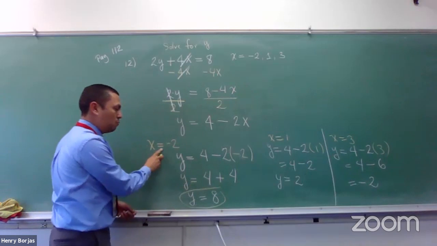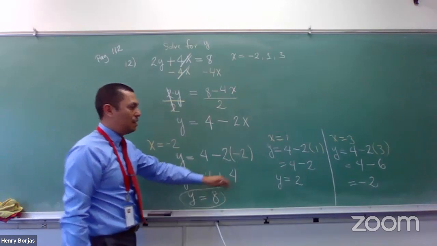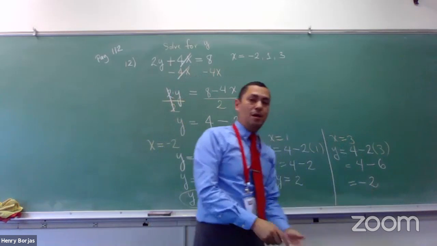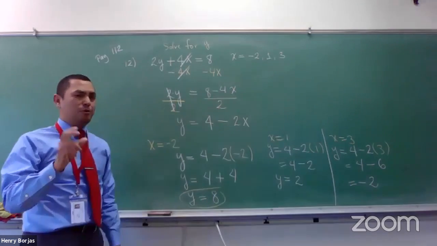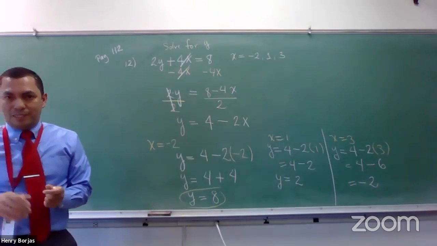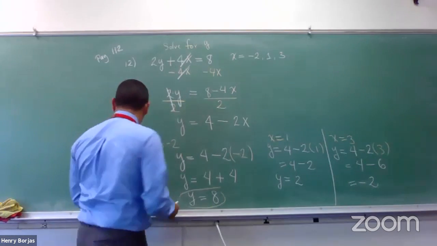When x equals negative 2, y is 8. When x is equal to 1, y is 2. And when x equals 3, y is negative 2. And we're going to see those ones later in the next chapters. So what is next? The next example that I have, I'm going to erase here.